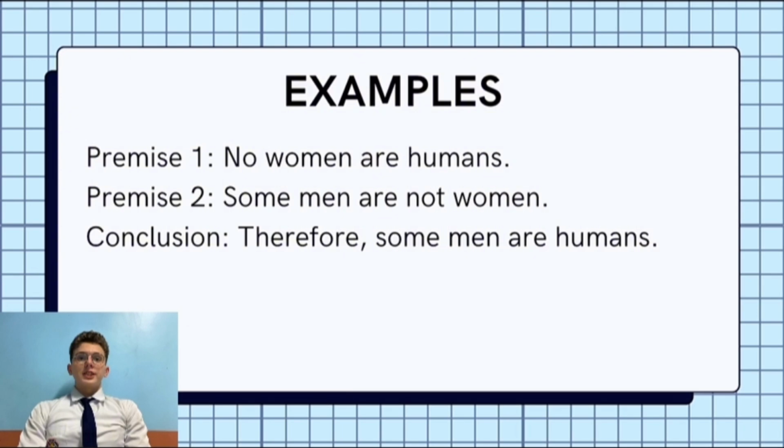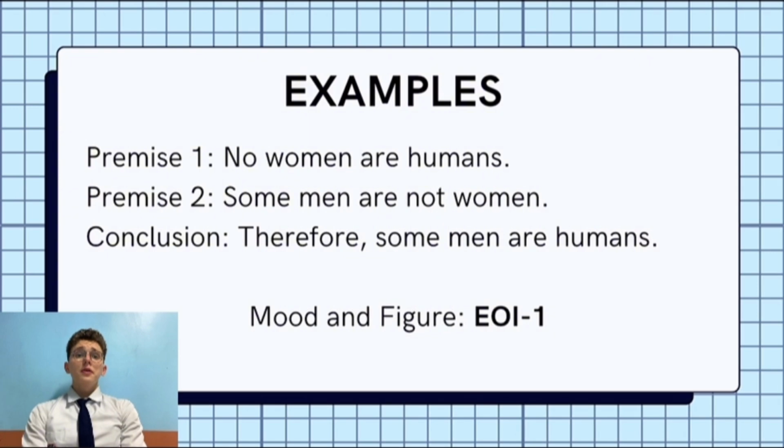Now, let us determine its mood. In the first premise, it states that no S are P, which is denoted as E. In the second premise, it states that some S are not P, which is denoted as O. And in the conclusion, it states that some S are P, which is denoted as I. Therefore, the mood for this argument is EOI. And for the figure, in the first premise, the middle term appears on the left and on the right in the second premise. Therefore, it belongs to figure 1.